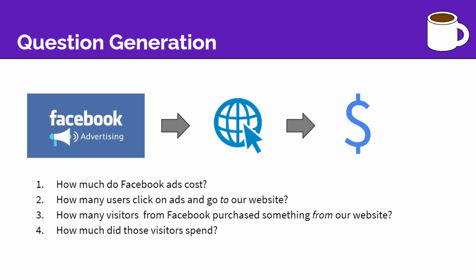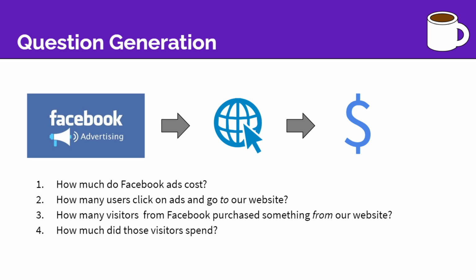So to summarize, our 4 questions are: how much do the Facebook ads cost? How many users click on the ads and go to our website? Of the ones who clicked on the ads, how many of them purchased something from our website? And of the ones who purchased, how much money did they spend? Now, if we knew the answers to these specific questions, we could answer our objective.